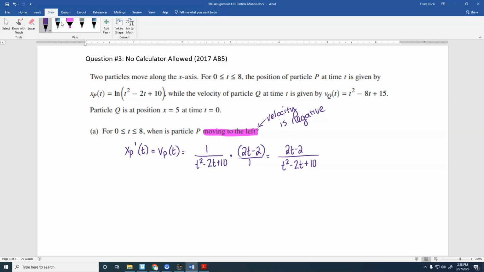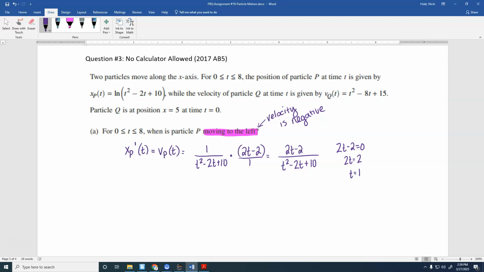So, whenever I get this, I need to know where the velocity is negative. How am I going to figure out where this is negative? Good. So critical points are places where my derivative either equals 0 or is undefined, right? So that means set the numerator and the denominator equal to 0. So in the numerator, I've got 2t minus 2 equals 0. So that is 2t equals positive 2. So if I divide by 2, I'll get t equals 1. That's a critical point for sure.